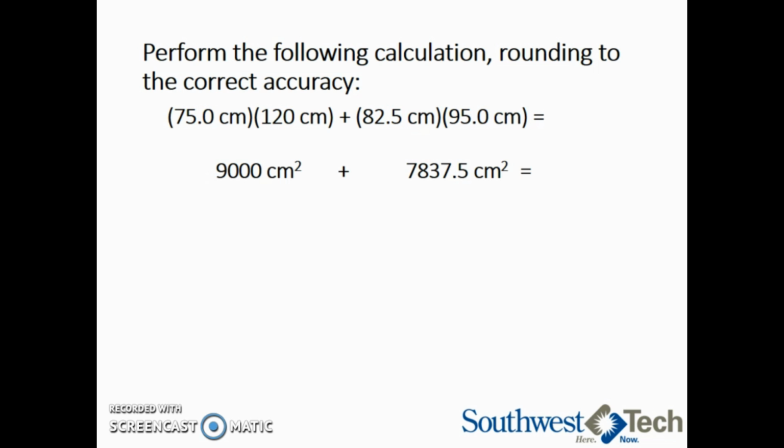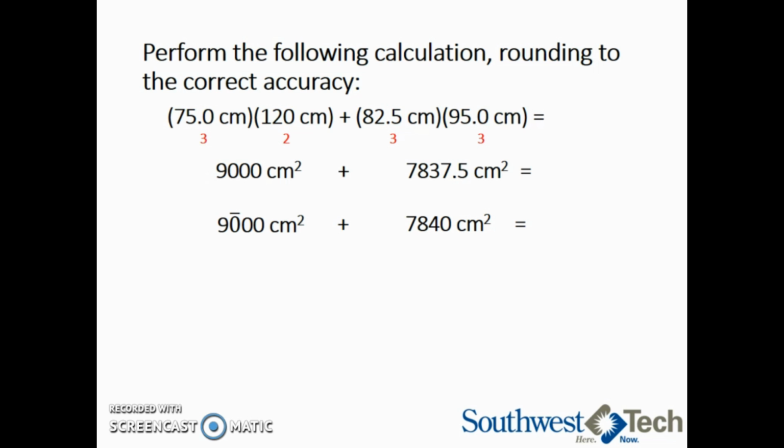Now, we need to round each of these values to the correct accuracy before we can add them together. To do this, we need to determine how many significant digits are in each of our original values. 75.0 centimeters has 3 significant digits, and 120 centimeters has 2 significant digits. Therefore, we need to round 9,000 square centimeters to 2 significant digits, making sure we tag the correct 0 as significant. 82.5 centimeters has 3 significant digits, as does 95.0 centimeters, so this product should be rounded to 3 significant digits. This gives us 7,840 square centimeters.